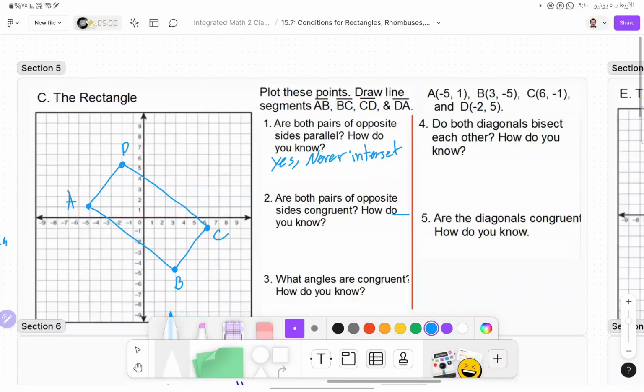Okay, then intersect. Now, are both pairs of opposite sides congruent? Yes, they are congruent. As you can see, if you count the steps from B to C, it will be the same as B to A. So this one is congruent to this one. And if you count the steps from D to C, it should be congruent to A to B, right?